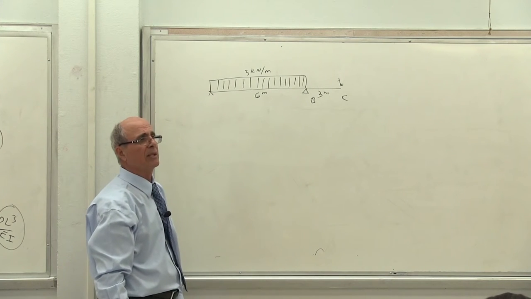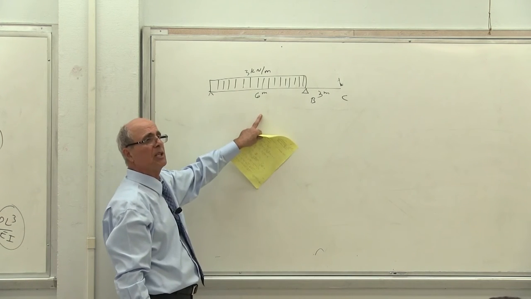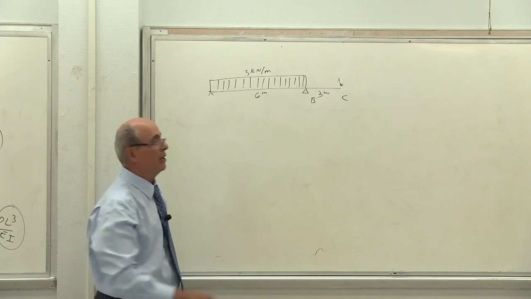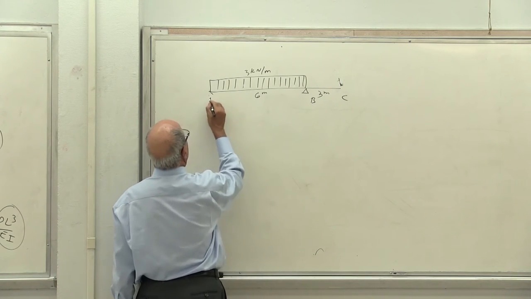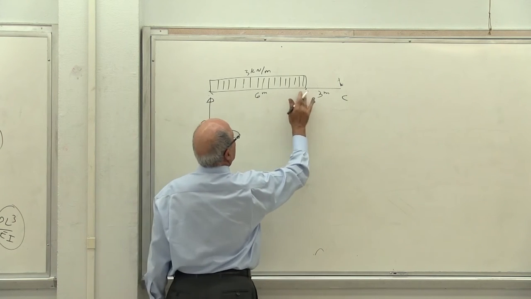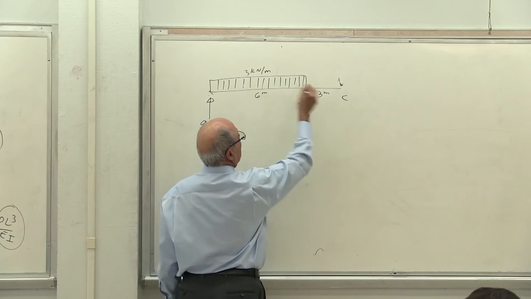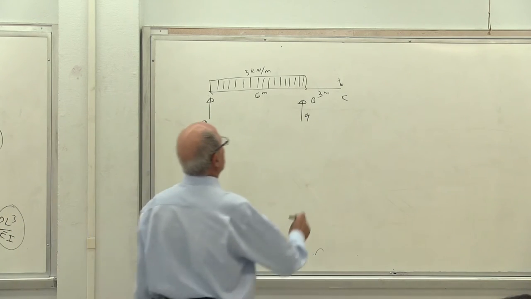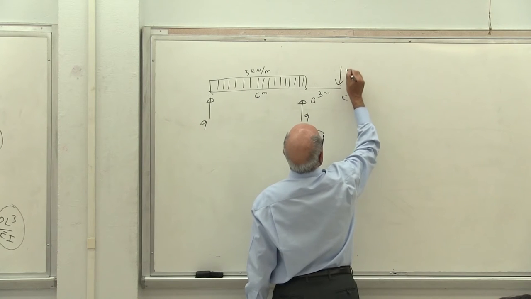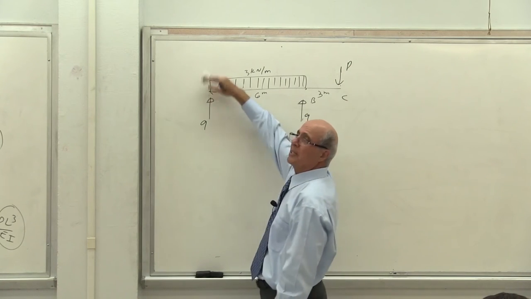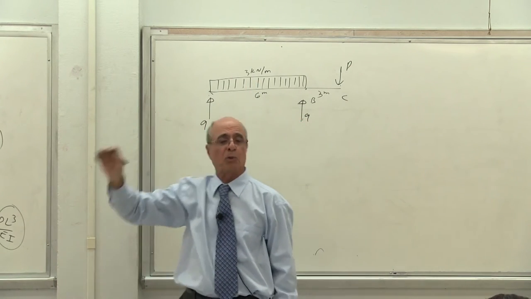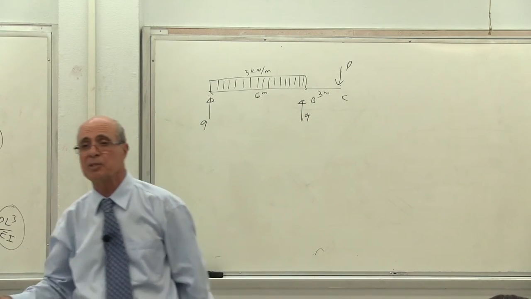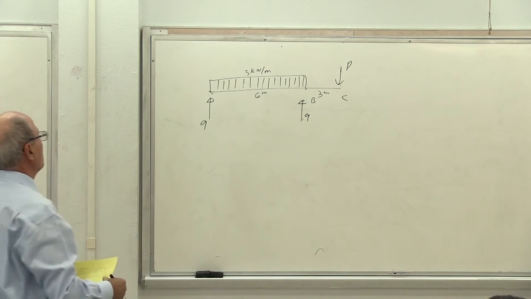This is so simple. What is that? 3 times 6 is 18. It's symmetrical, so it becomes 9 and 9. So this is the reaction due to the uniform load. Is that correct? 9 kilonewton and 9. Obviously, this P here is going to push this side down, and this is going to go up. So you have to take the moment about here and moment about here to find the reaction in terms of P. I'm not going to do that.